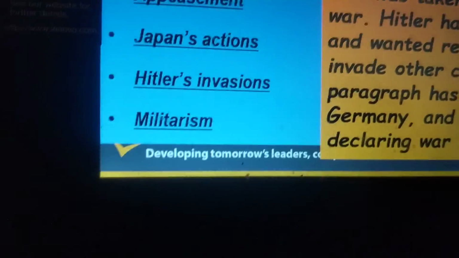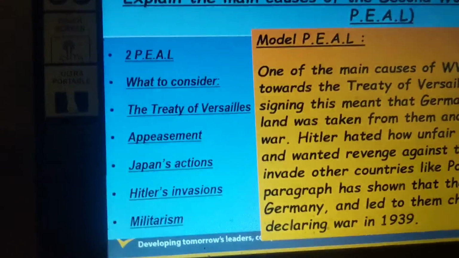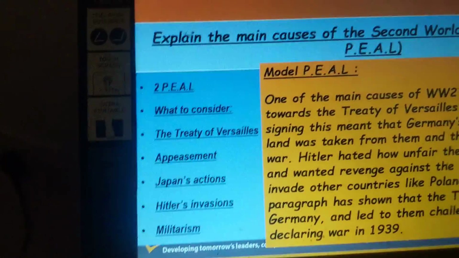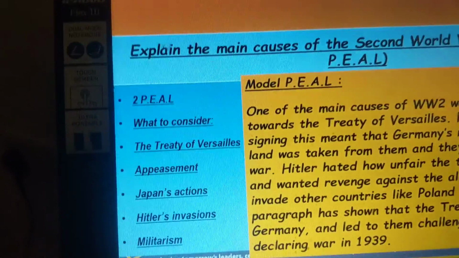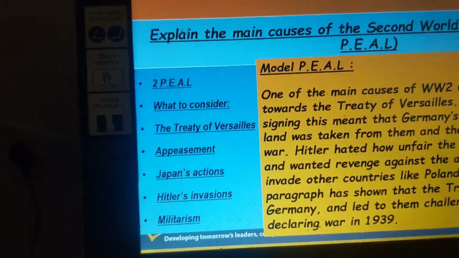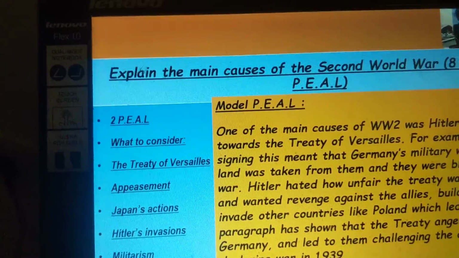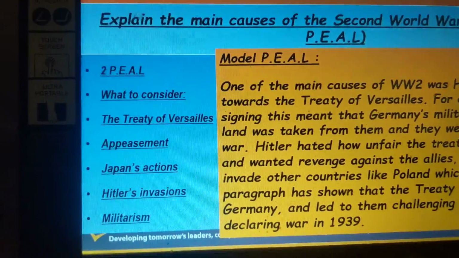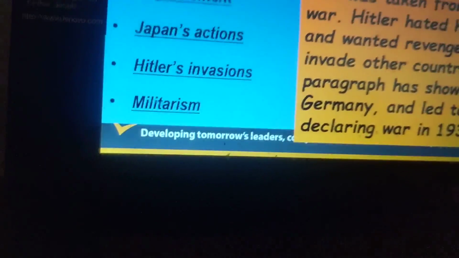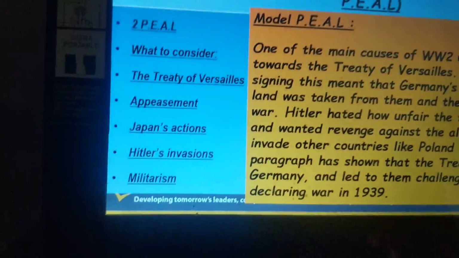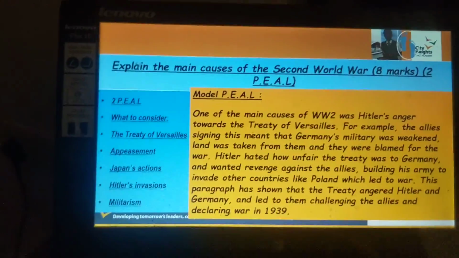You've got Japan's actions. So what did Japan do in countries like China at the time that led to the war? And also Hitler's invasions of other countries to claim back the land that he once lost, and also to show hatred and anger towards the Treaty of Versailles and towards the Allies, Britain, America, and France. And then you've got militarism, so Germany in particular developing and building their military before World War II, which led to the Second World War.